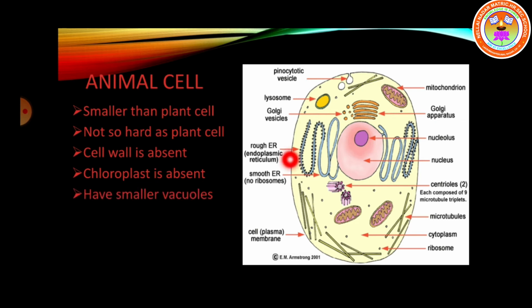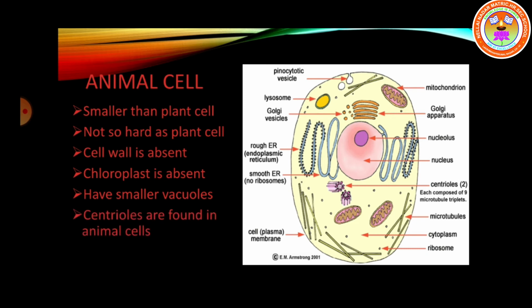Next, they have smaller vacuoles. What about in plant cells? They have a bigger vacuole, isn't it? But here in this animal cell, they have very small vacuoles.